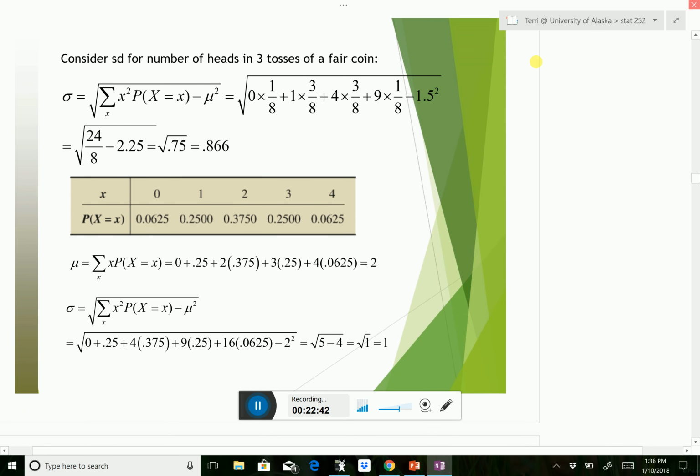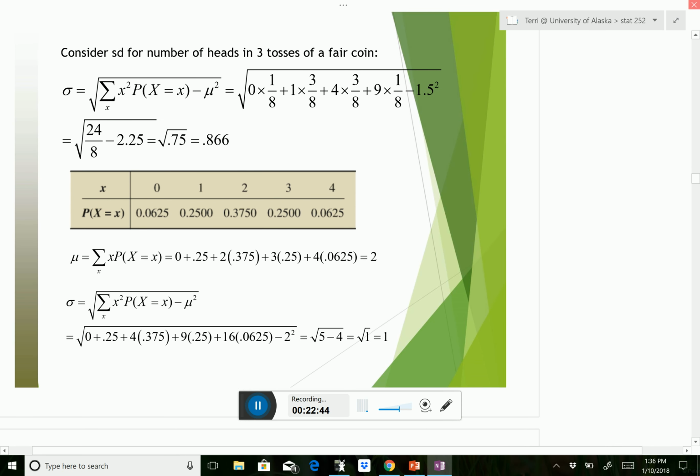So let's look at the standard deviation for the number of tosses. In this case, I'm going to take 0 times 1/8, 1 times 3/8, because 1 squared is 1, 2 squared is 4, 3 squared is 9. And then I subtract off the mean squared. Blah, blah, blah. Magic occurs. I get 0.866.